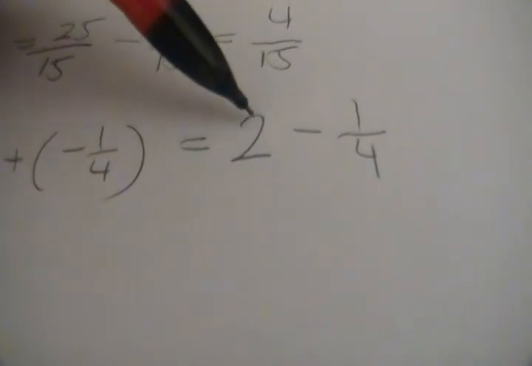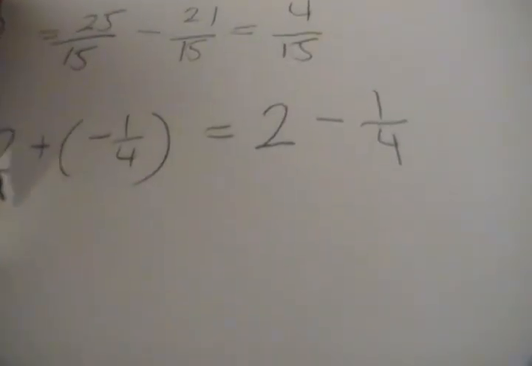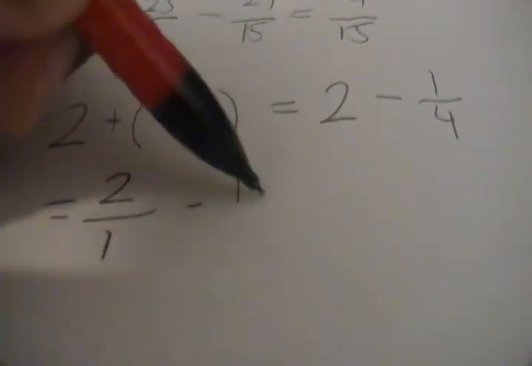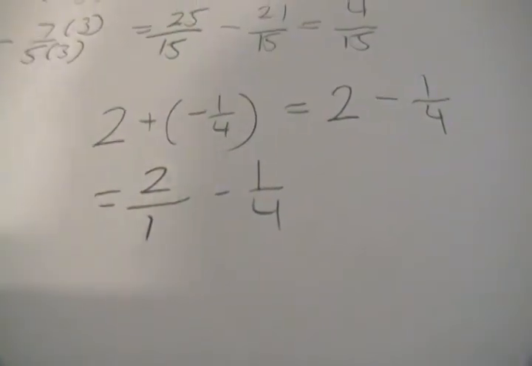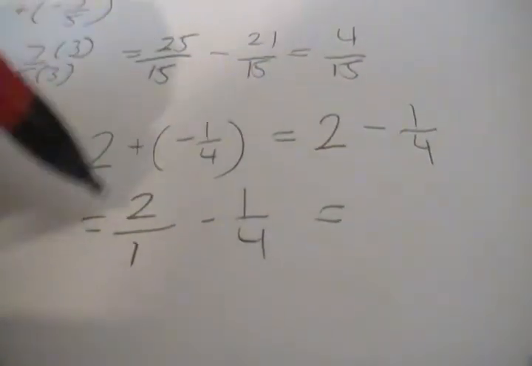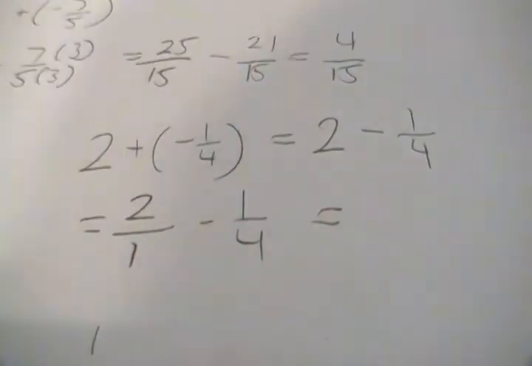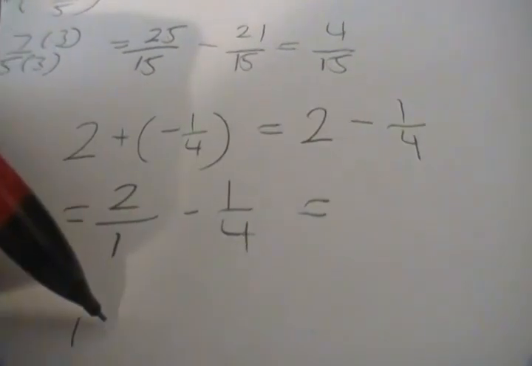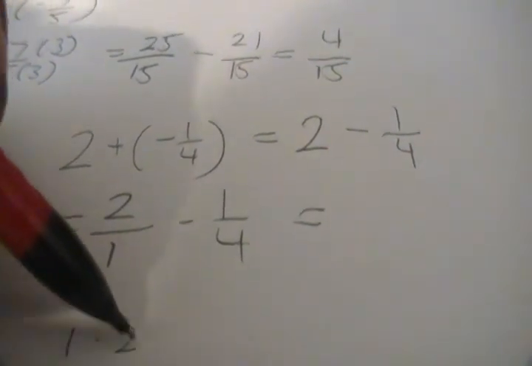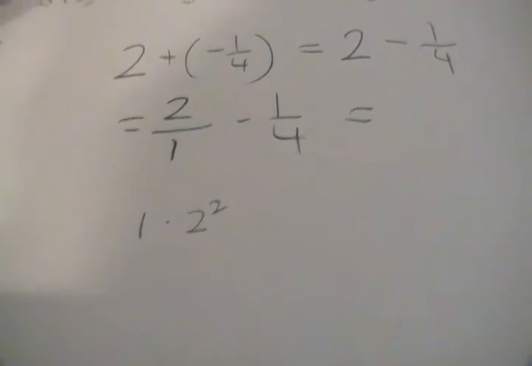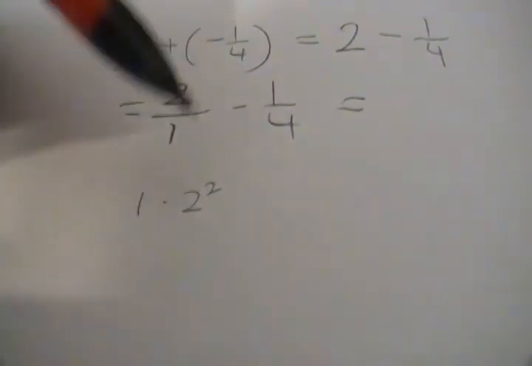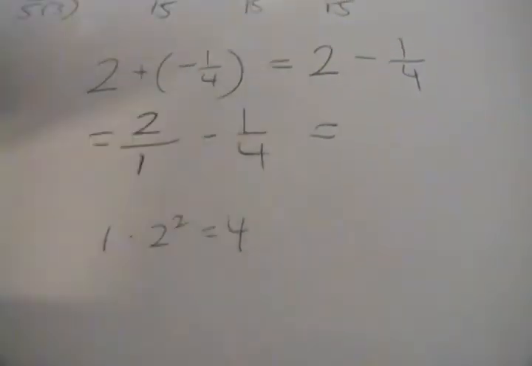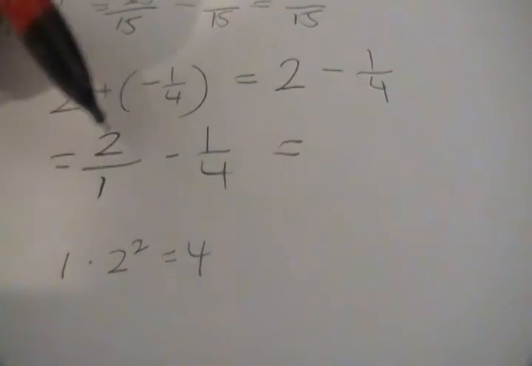Now we can rewrite 2 as a fraction by saying that's equal to 2 over 1, minus 1/4. So let's find the LCD. The factors of 1 are just 1. The factor of 4 is 2, or 2 squared. So what is the LCD? It's going to be 1 times 2 squared, which is equal to 4. So our LCD is going to be 4.